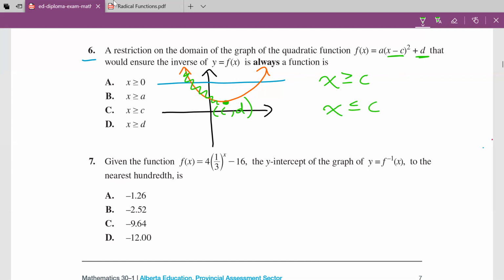And now I just need to look at my multiple choice question and say, okay, there's only going to be one answer. So the answer is C. In fact, there's an infinite amount of answers for this question, but in a multiple choice, you're just looking for one. Okay, let's try one more.